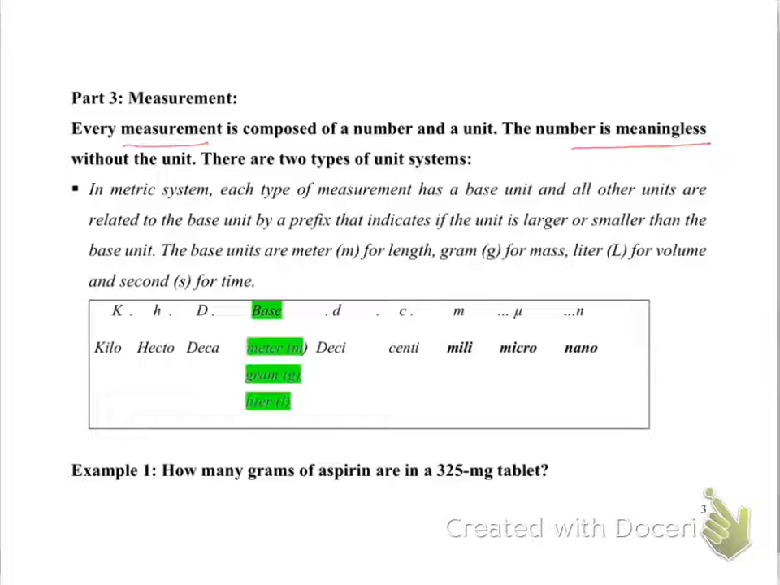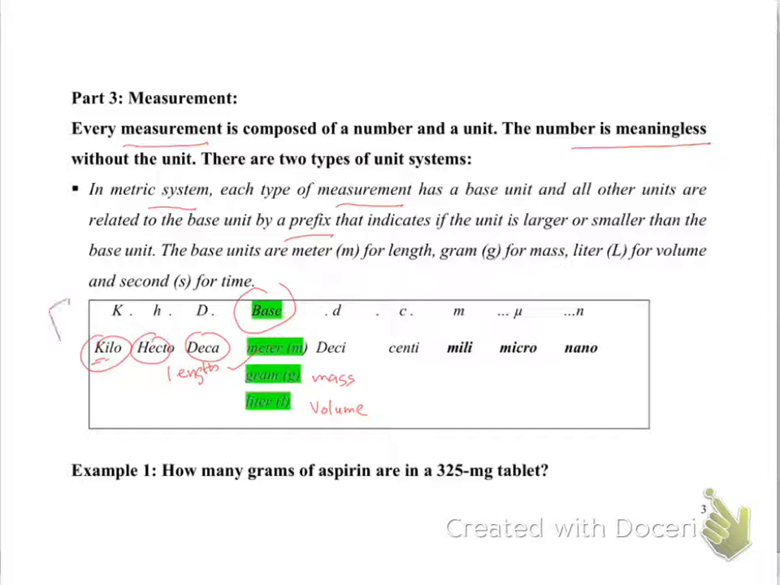In the metric system, each type of measurement has a base unit, and all other units are related to the base unit by a prefix, and that prefix has a meaning. For example, in the metric system, we measure length in meters, mass in grams, volume in liters. All these other units are related to the base unit with 10 raised to some power. For example, kilo means 1000. If I am talking about kilometer, 1 kilometer equals 1000 meters.